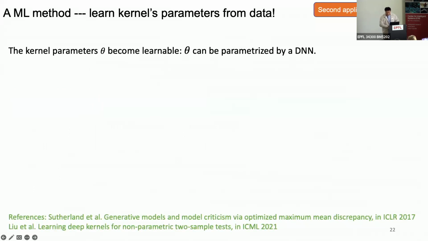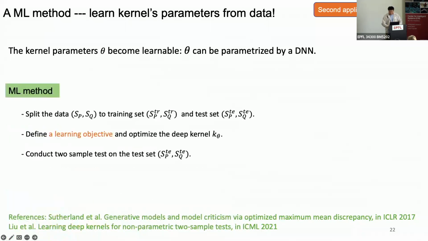Now, we go to the machine learning time. We should learn the kernel parameters from the data. Then we can use deep kernels. The theta are parameterized by a deep neural network. Then the question is how to learn the parameter theta from the data.